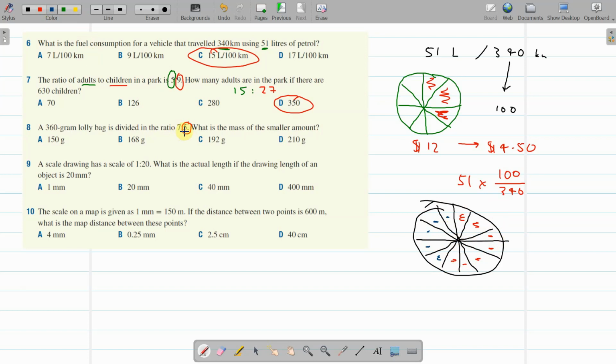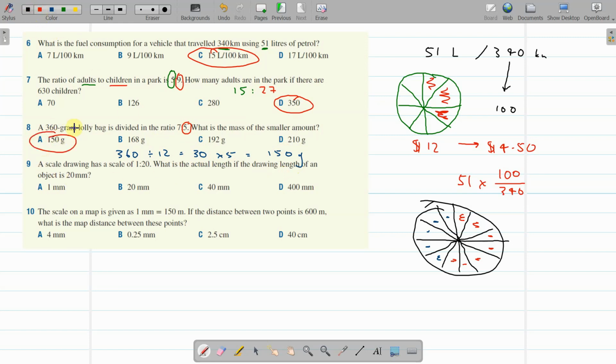So we just added up the number of bits. 7 plus 5 is 12. And that can give us the ratio of 7 to 5. So how do we work out this one then? Well, we're going to divide this up into 12, and that'll be one piece, one mass. So 360 divided by 12 is 30. And that's one bit, one piece of cake, one piece of lolly bag. So then we multiply by 5 to find out how many for 5. It's 150 grams for the smaller amount. And there's our answer.